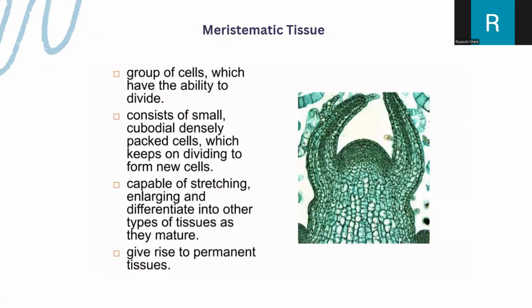So first we are going to learn about the meristematic tissue. What is meant by the meristematic tissue? It is a group of cells which have the ability to divide. Means they are dividing very fast. These are small cuboidal, densely packed cells which keep on dividing to form new cells. They are capable of stretching, enlarging, and differentiating into other types of tissue as they mature and give rise to the permanent tissue. Basically, because of this meristematic tissue, the growth of the plant occurs. And these are cuboidal, densely packed cells.